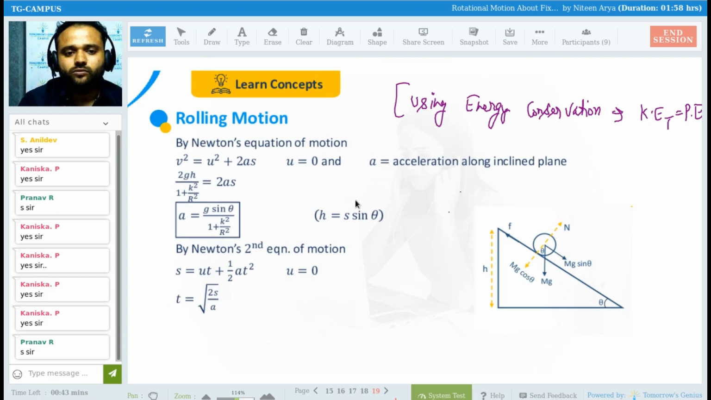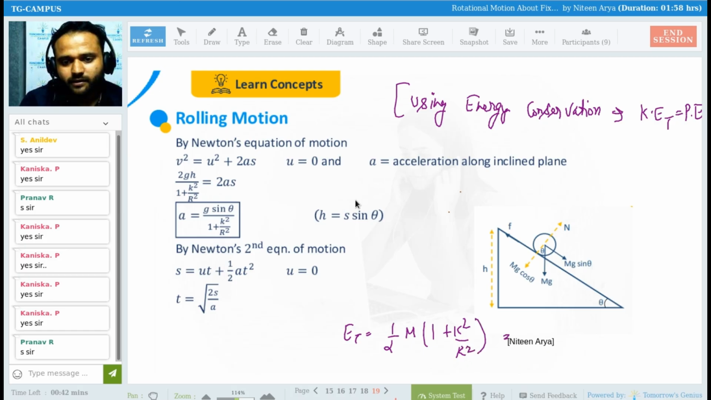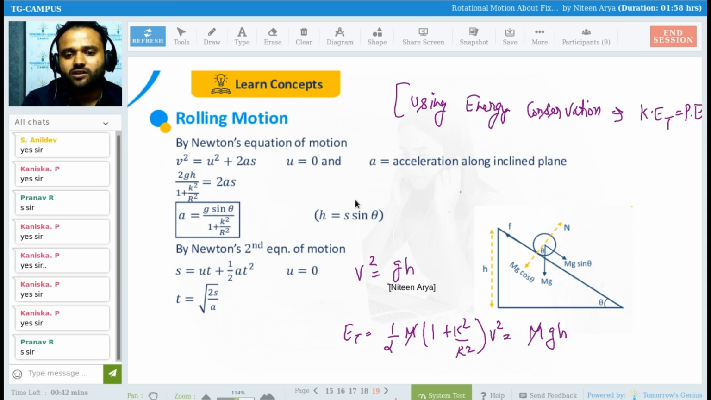So if I rewrite this equation 2, E_T is 1/2 m (1 + k²/r²) v², and I'm going to rewrite mgh. Cancel m, and v² also is somewhere, that's what we need to find. So from this we can find v² is 2gh upon this value, which is 1 plus k²/r².